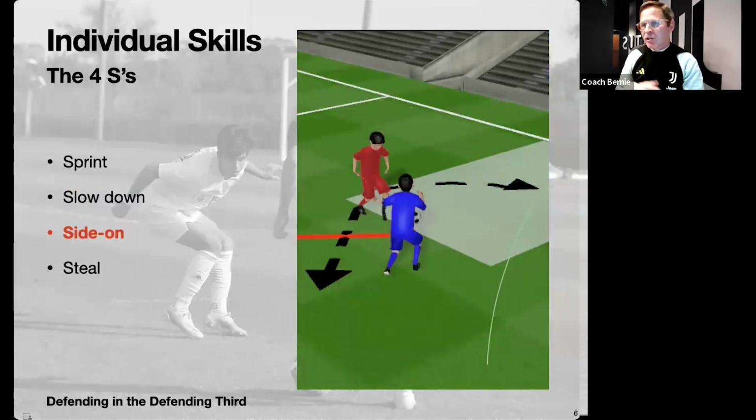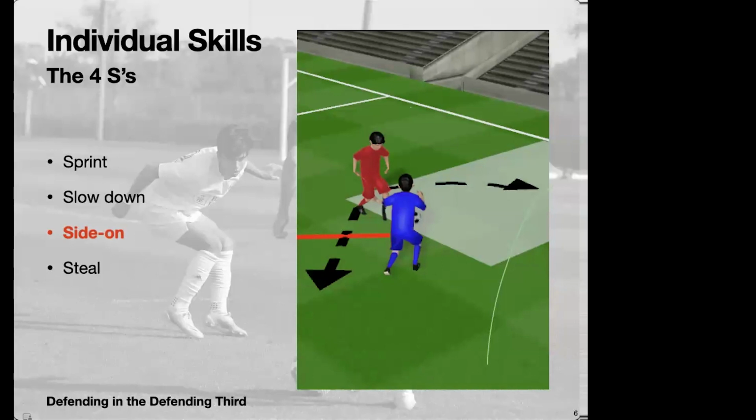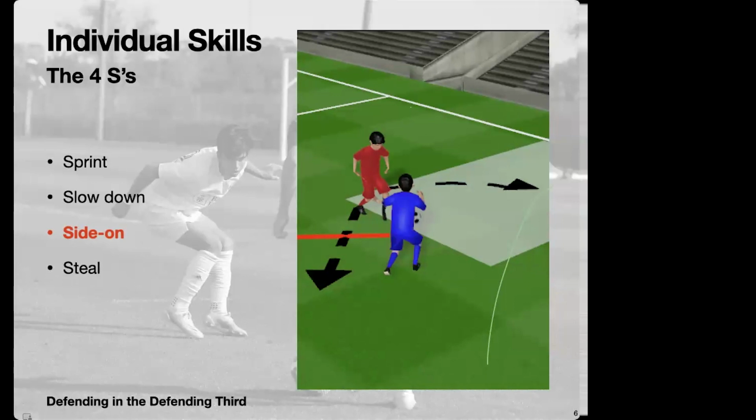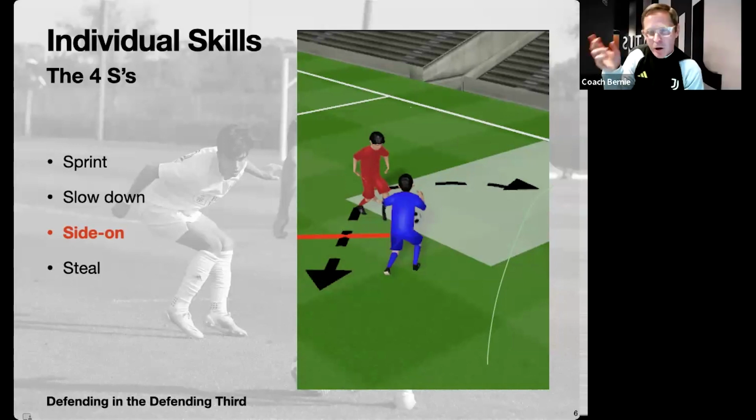Okay. Now, we slowed down, now we go side on. So who can explain what side on means? Go ahead, George. Force them on their weak foot. Great. We want to try to get them on their weak foot. So in this situation, George, we've got this player went side on to the right. What's he trying to do? Where does he want the opponent to play? To the left. To his left, to our right, right?